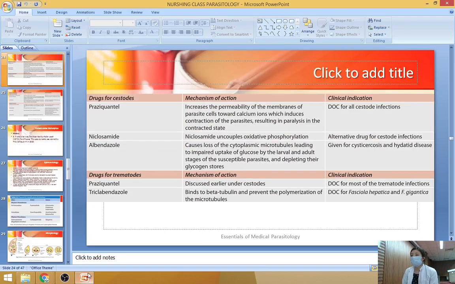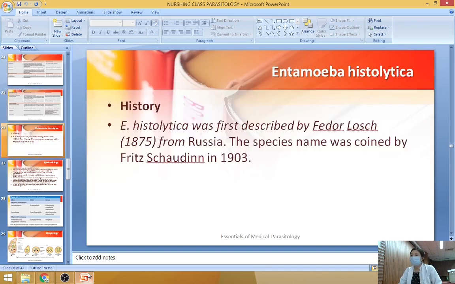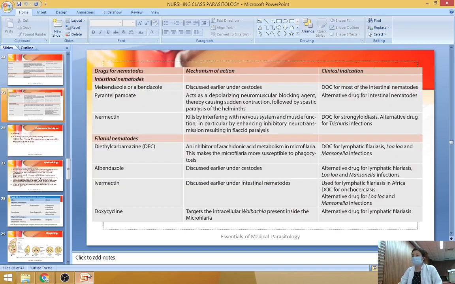For cestodes, you have to know praziquantel, niclosamide and albendazole. Albendazole is important for cysticercosis and hydatid disease. Albendazole is mostly indicated for children also, when they have these worms and all. For trematodes, like praziquantel, triclabendazole is okay, but praziquantel mostly we give only. Then there are the nematodes and filarial nematodes. So this is the introduction to parasitology.